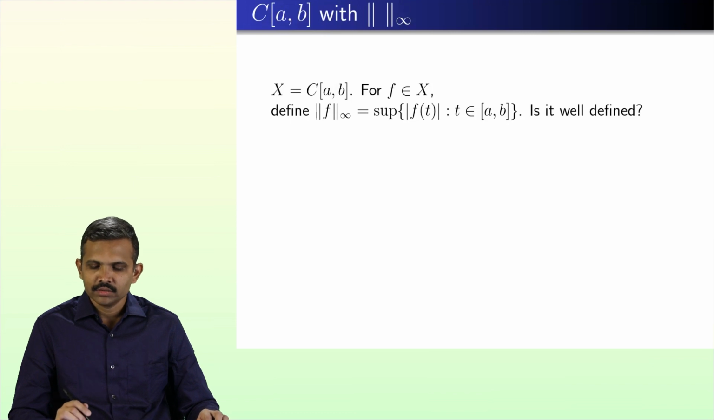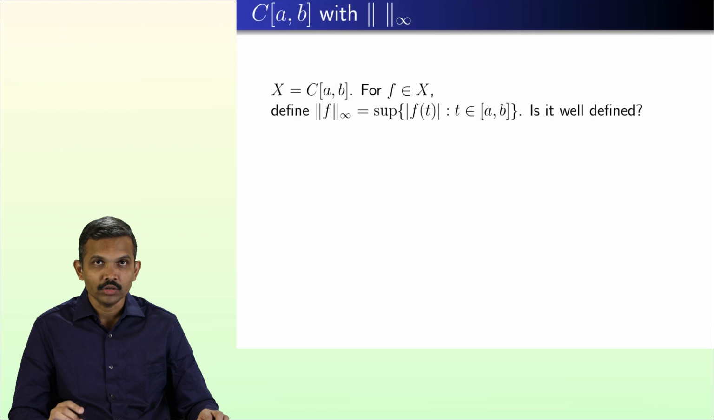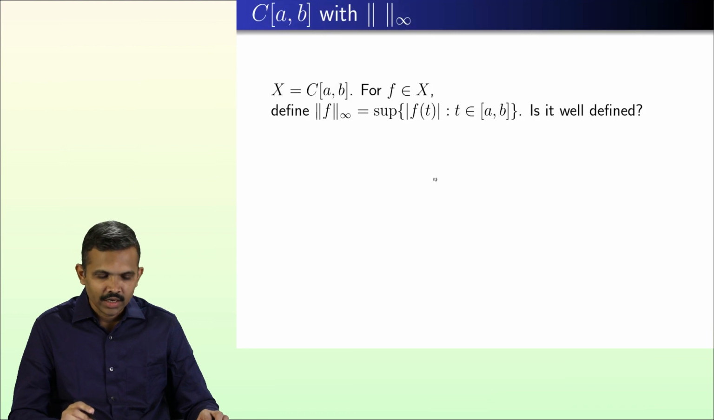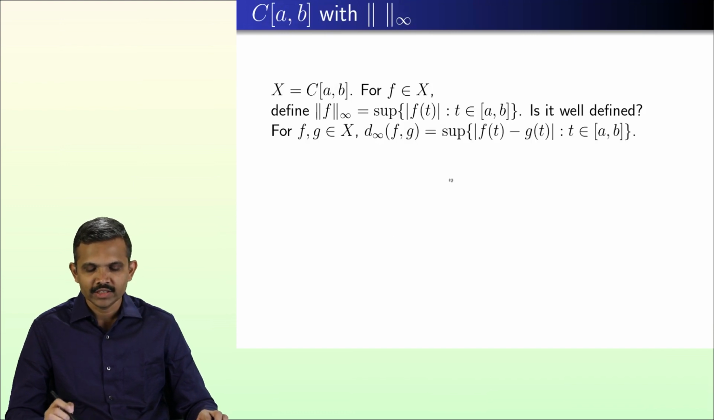Again the question is, is it well defined? Then the answer is yes, because if I have a continuous function on a closed and bounded interval, then it is going to be bounded and its supremum is certainly going to exist, and hence I can define the norm like this, it is a well defined norm. And on the same lines I can then look for d infinity, that is the distance which is the norm of f minus g, which is the supremum of mod f(t) minus g(t).